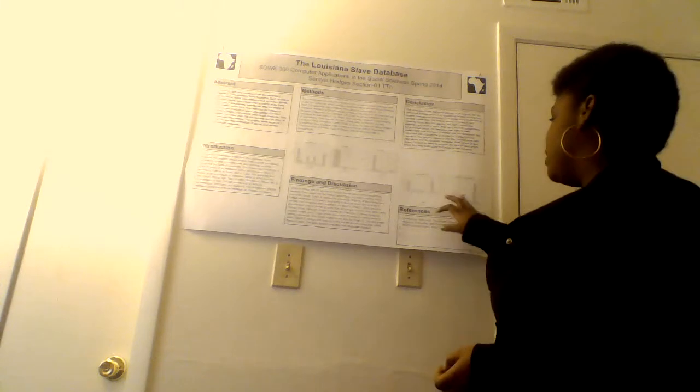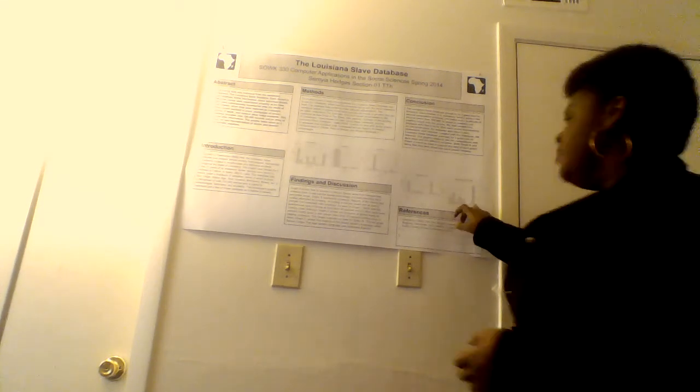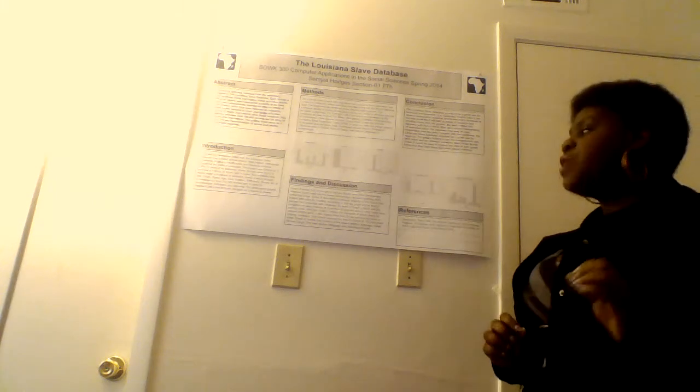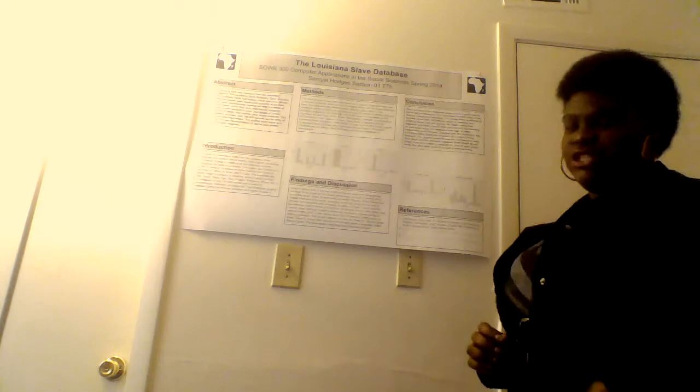The last graph listed, which is graph E, shows that the majority of slaves spoke a language called Bini Congo. The least spoken language was Adamawa Eastern.